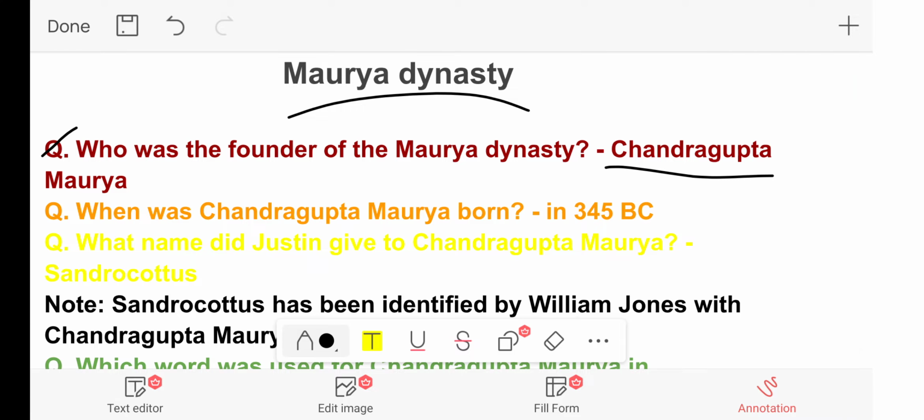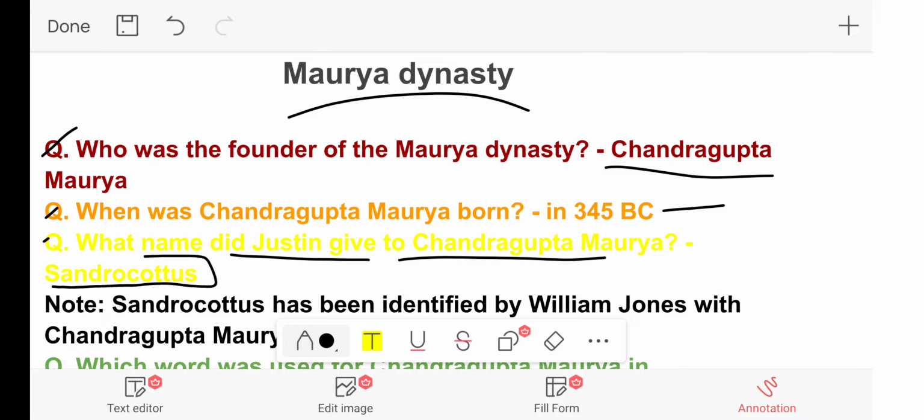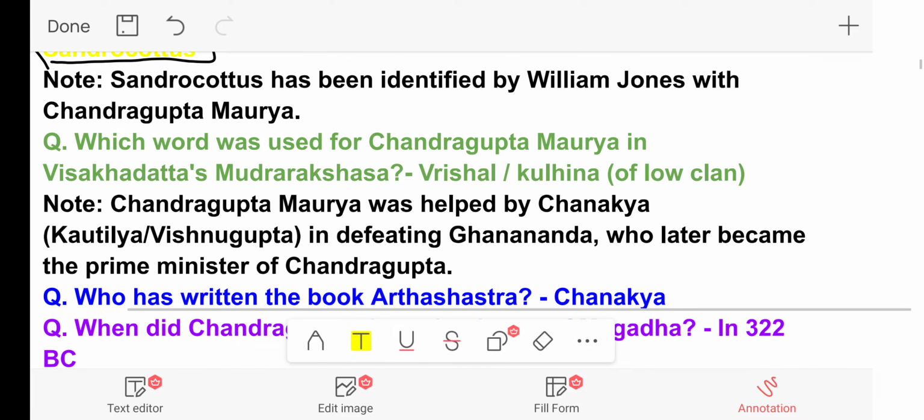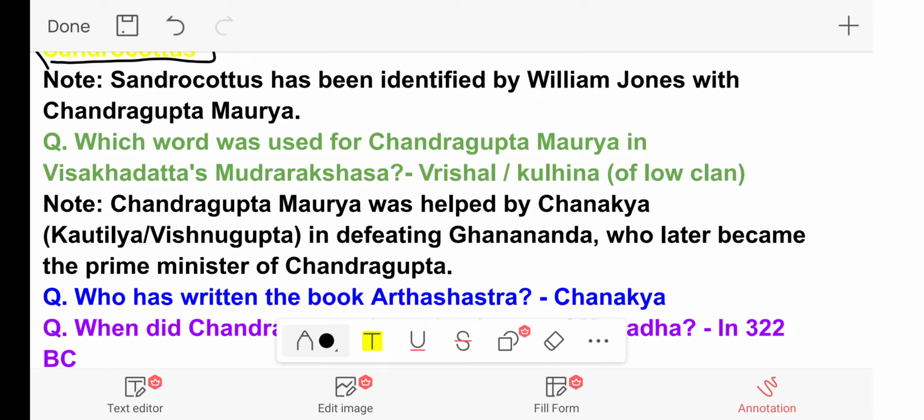Second question is, when was Chandragupta Maurya born? And the answer is in 345 BC. Third is, what name did Justin give to Chandragupta Maurya? And the answer is Sandrocottus. Note: Sandrocottus has been identified by William Jones with Chandragupta Maurya.